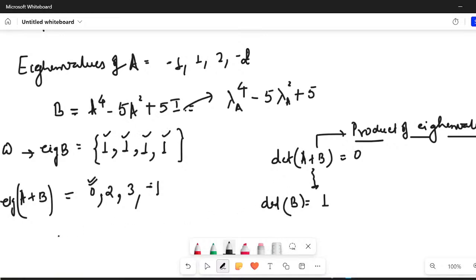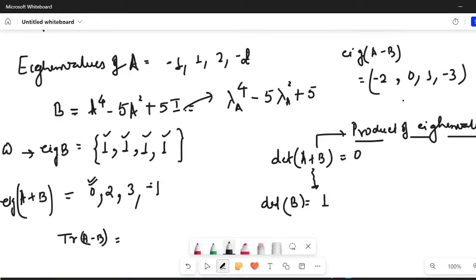What do you think the trace of A minus B would be? If I subtract them, I will find the eigenvalues of A minus B. So the eigenvalues of A minus B would be minus 2, 0, 1, and minus 3. If I want to find the trace, it means the sum of all these. So if I sum them up, I'll get minus 4. So the trace of A minus B is minus 4, which indeed is not present in the options. The option given to you is that trace of A minus B is 0. And if I have to find the trace of A plus B, it will be the sum of eigenvalues here.